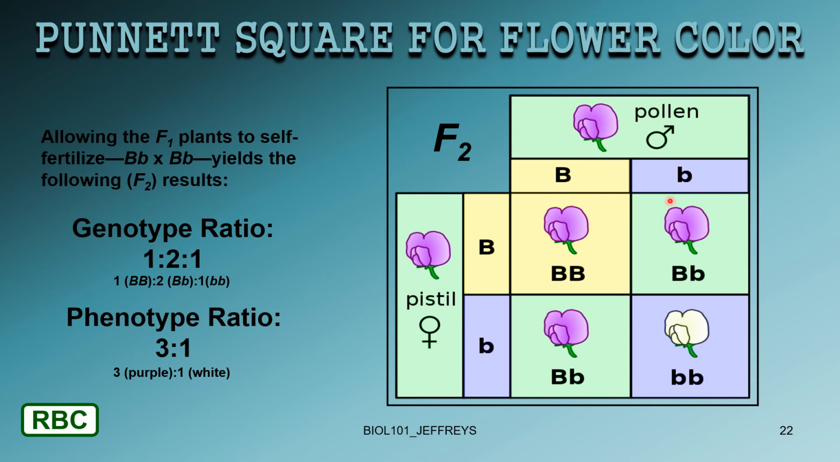Okay? The genotype ratio in a monohybrid cross is always going to be 1-2-1. That's 1 homozygous dominant, 2 heterozygotes, and 1 homozygous recessive. And the phenotypic ratio is always going to be 3-to-1. Remember those numbers. That holds true no matter what trait you're looking at.